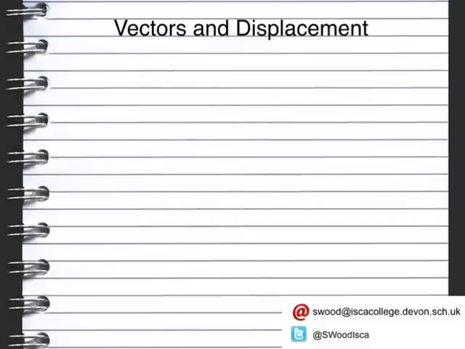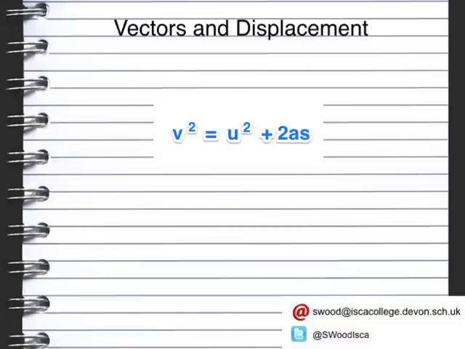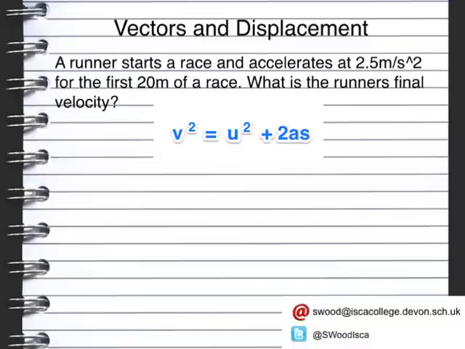Now, in order to calculate the same factors again, the final velocity and the distance, we can use a couple of slightly more complex equations. Now here we've got the final velocity squared is equal to the initial velocity squared plus 2 times acceleration times distance. So we'll work through a problem on this. Okay, so a runner starts a race and accelerates at 2.5 meters per second squared for the first 20 meters of the race. What is the runner's final velocity?